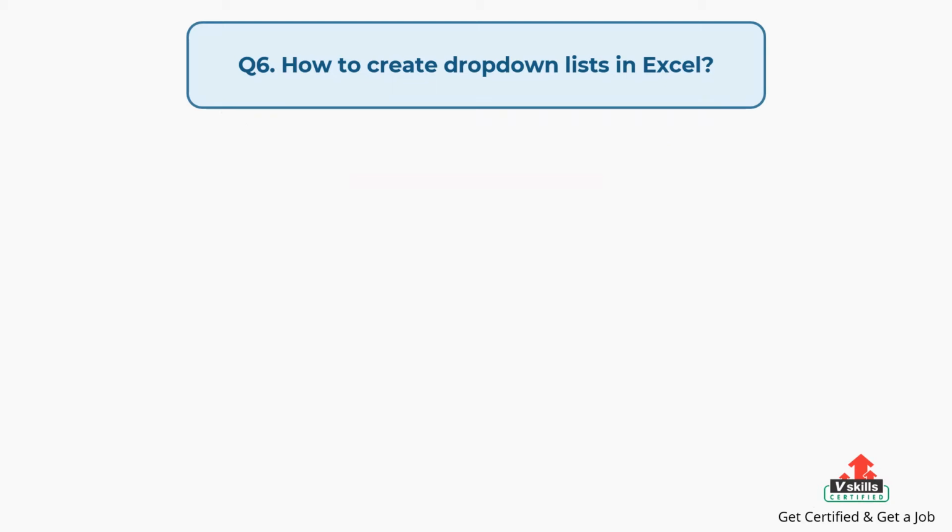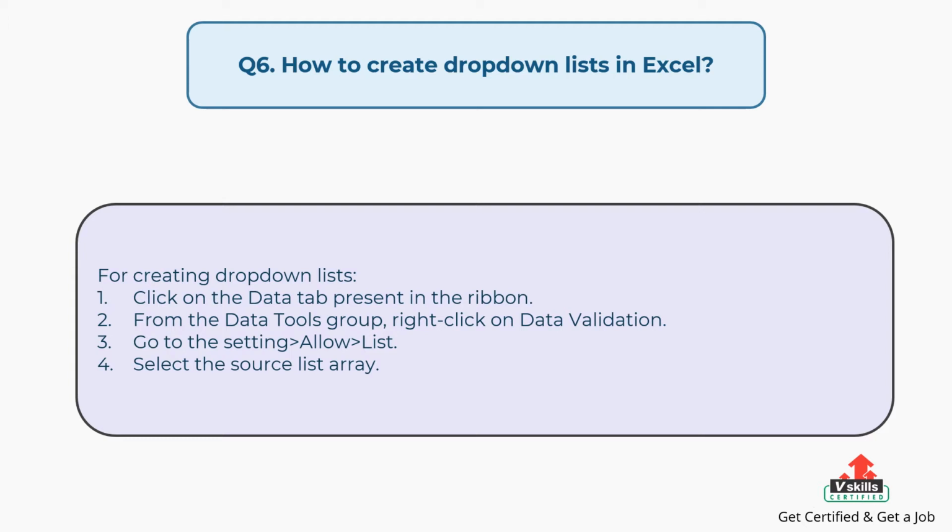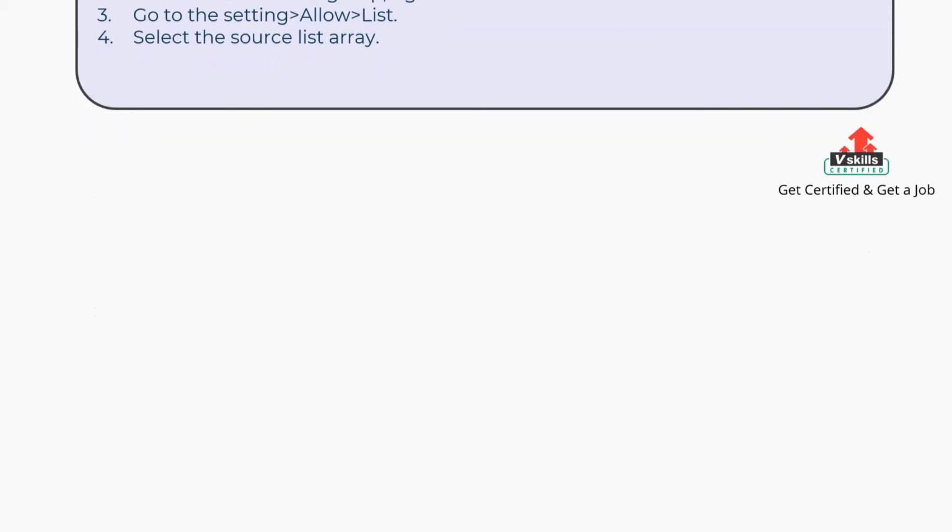Question number 6. How to create drop-down lists in Excel. The answer is, for creating drop-down lists, firstly, click on the Data tab present in the ribbon. Secondly, from the Data Tools group, right-click on Data Validation. Thirdly, go to the setting, Allow, List. Lastly, select the source list array.